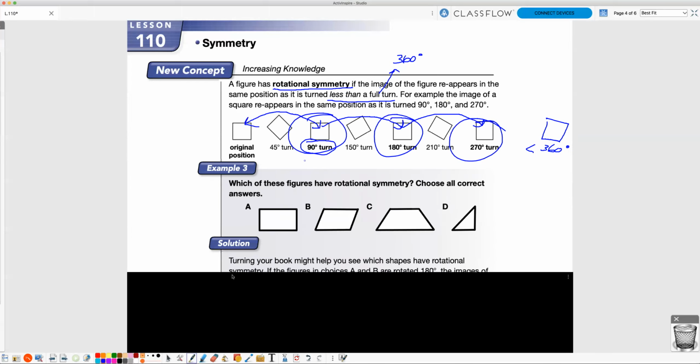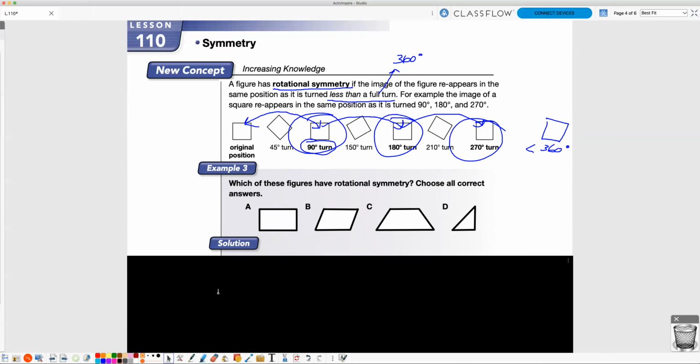Choose all the correct answers. So if you were to rotate this, for example, you can see here, I've got it in its original position. If I turn it 45 degrees, it doesn't show its original position. If I go 90 degrees, it is not its original position. If I go a little bit further than that, it's not in its original position. If I went to here, I can see it actually works.